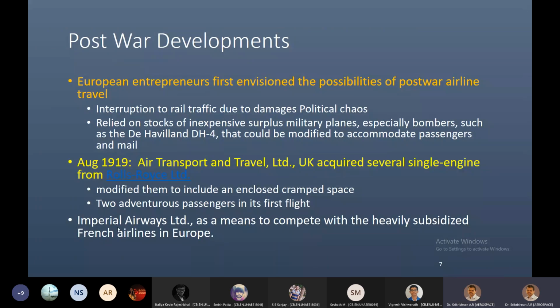And as it is documented, the Air Transport and Travel Limited UK, the government funded organization, acquired several single engine aircraft from Rolls-Royce Limited, and modified them so that they can have passengers inside rather than just a very adventurous pilot. So it was like adapting the war planes to suit the requirements of civil aviation in some primitive way.